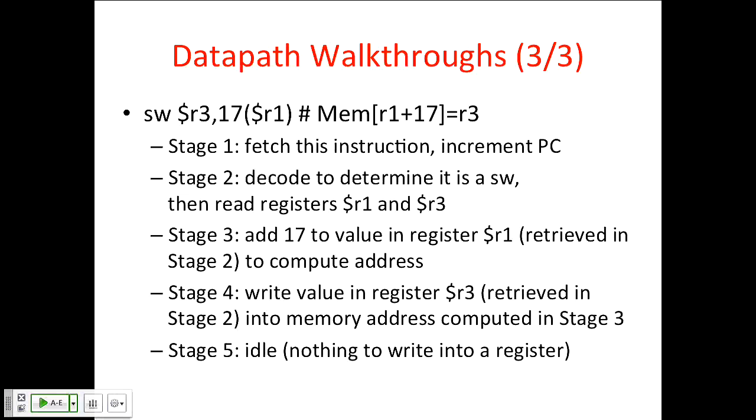Now let's do a more complicated instruction, a store word. This writes a 32-bit word to some location in memory whose address is given by adding the contents of a register to an immediate from the instruction. Okay, so we're again going to fetch the instruction to increment the PC, decode to determine it's a store word, read registers R1 and R3. R1 is the base address to which we'll add the immediate, and R3 is the value that we're storing at that address, right?